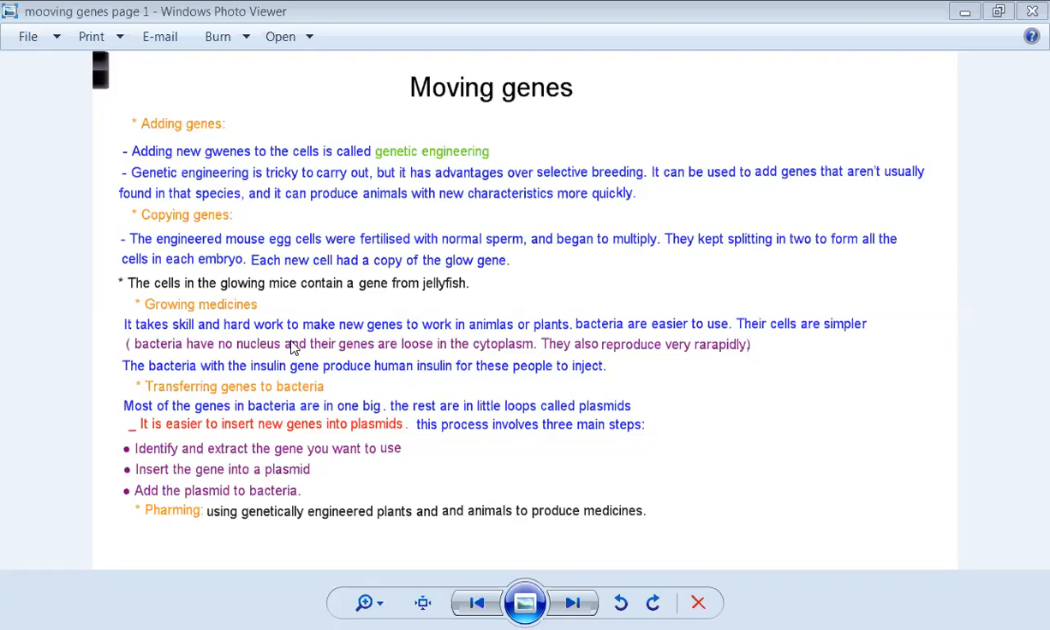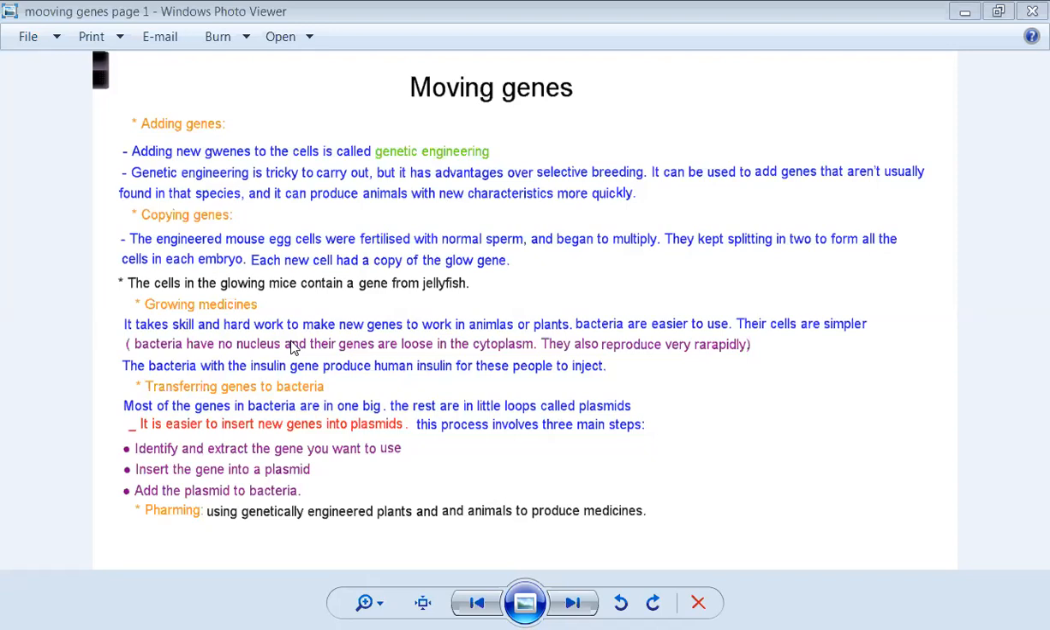Does anyone think about the bacteria itself? No, I mean the bacteria cell. Are they multi-cells or unicells?